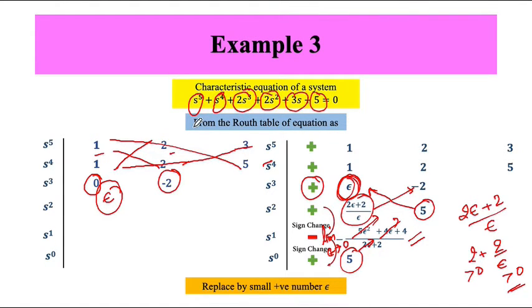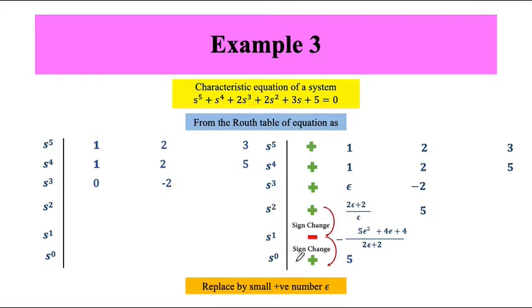Then this is again 5, positive. Now if we consider the first column, it is 1, positive, then the second is positive, the third is epsilon, which we assume is a small positive quantity, so this is positive, and this we found is also positive. Now this quantity we found is negative, and finally 5 is positive. So we have 2 sign changes.